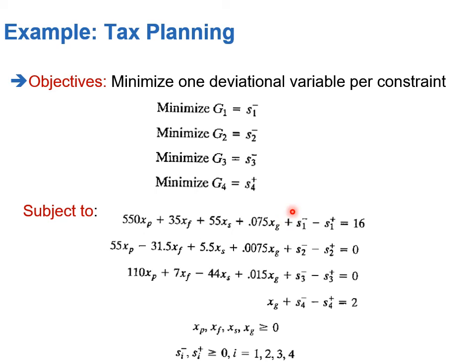Okay? So when we do this, then for each constraint, we write one goal. Okay, that's why we have goal 1, goal 2, goal 3, goal 4. 4 goals for this example. And depending on whether the constraint is greater than or equal to or less than or equal to, we minimize either the negative deviational variable or a positive deviational variable. And this is the final goal programming formulation.